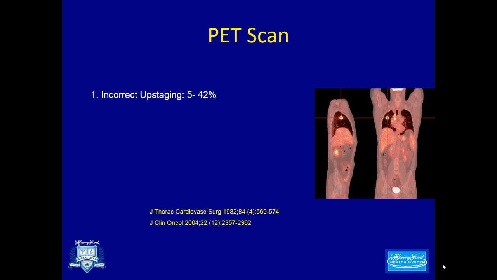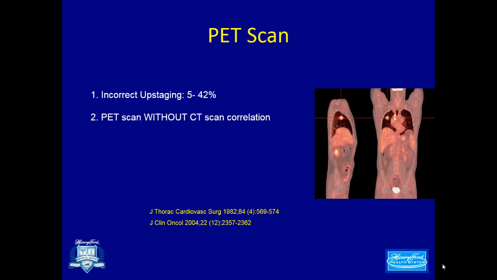PET scans have also shown in different studies an incorrect upstaging. You'll see a lot of lesions that may not be metastatic lesions on PET scan, and then you incorrectly upstage the patient to a stage 4, and you already are saying, okay, the patient has a stage 4 lung cancer, we shouldn't do anything, or this is the treatment. So it can go up to 40% depending on the study.